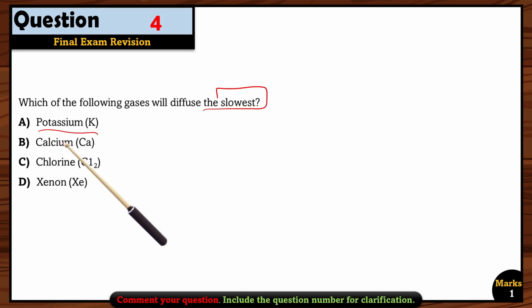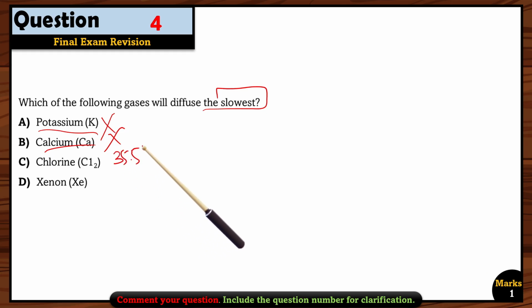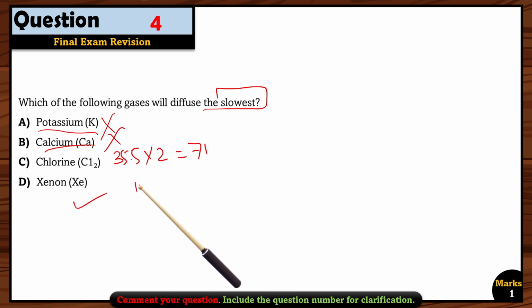Potassium and calcium, again you have to reject these options because they both are metals. They will be solid at room temperature, so you just ignore them. Now we are just left with chlorine and xenon. Chlorine is a diatomic molecule and 35.5 is the mass written in the periodic table, so it will be how much? 71. But xenon's mass is 131 in the periodic table.